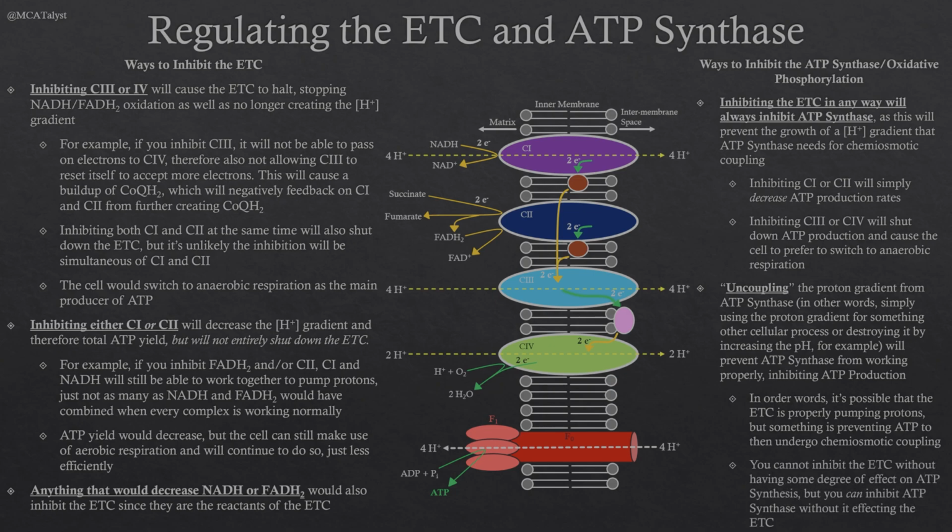Conversely, you cannot inhibit the electron transport chain without it having some degree of effect on ATP synthesis. If you inhibit one of the complexes, that's going to do something to the proton gradient, which is going to do something to our ATP yield at ATP synthase. But you can inhibit ATP synthase without it affecting the electron transport chain. If you always connect the ETC to ATP synthase, you're just going to assume that if you inhibit one, the other one's inhibited. But that's not the case like we've demonstrated here.